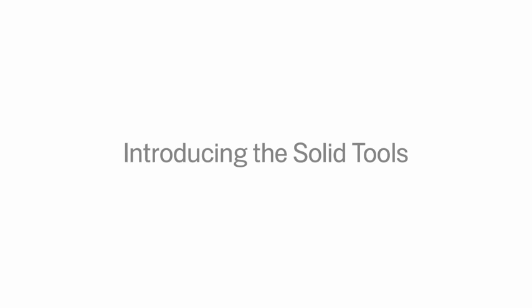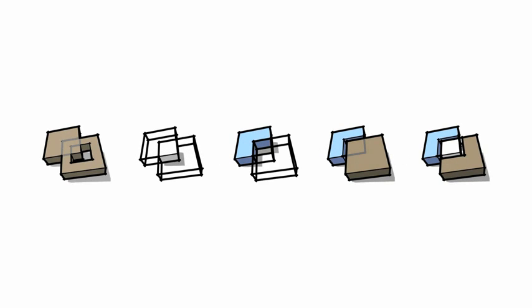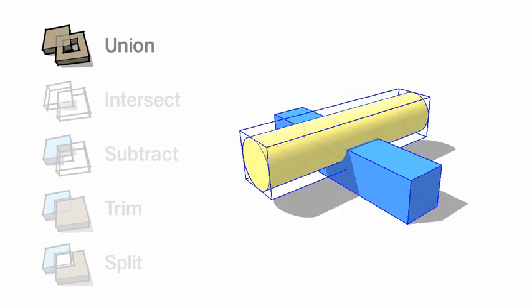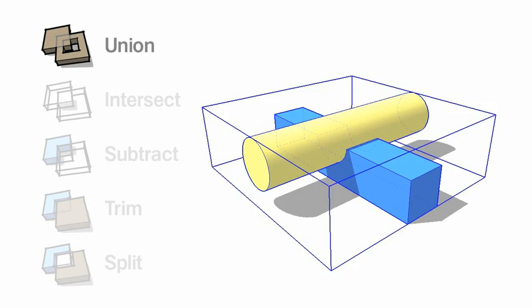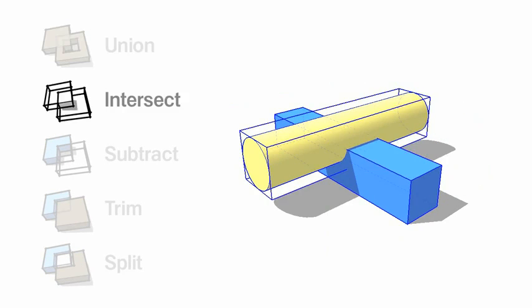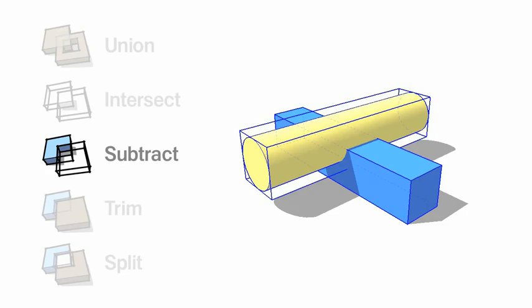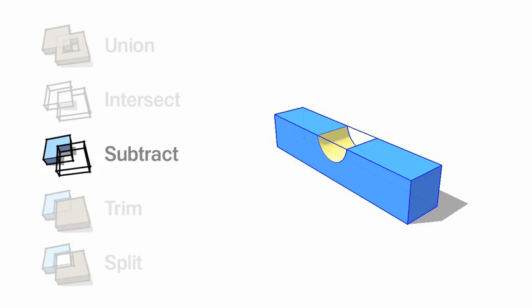The main reason for introducing solids in SketchUp 8 has to do with a powerful new set of modeling operations we call the solid tools. Available only in SketchUp Pro, the solid tools let you combine multiple shapes to create new ones. Union adds together two or more solids. Intersect leaves you with the parts of multiple solids that overlap. Subtract uses one solid to cut a chunk out of another.